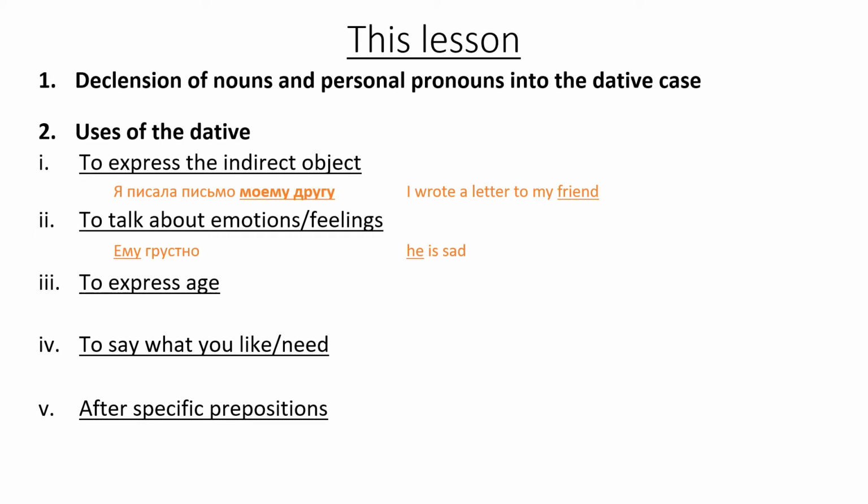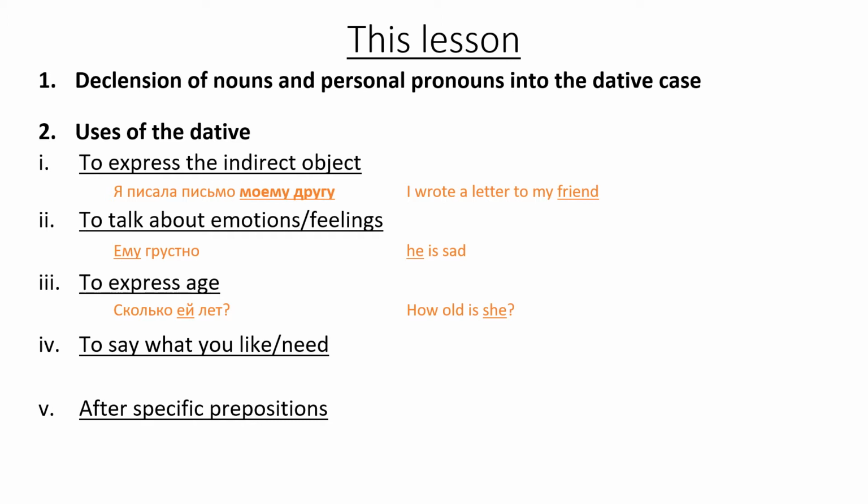The third use of the dative case is to express age in Russian. So you're probably familiar with this already. So you would say сколько ей лет? How old is she? Сколько ему лет? How old is he? Сколько мне лет? How old am I? Or сколько тебе лет? How old are you? And so on. So you always use the dative there to express age.